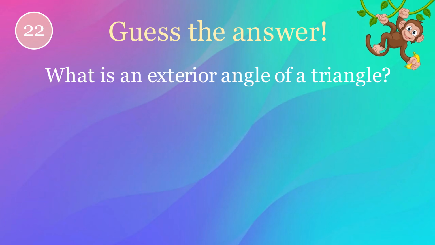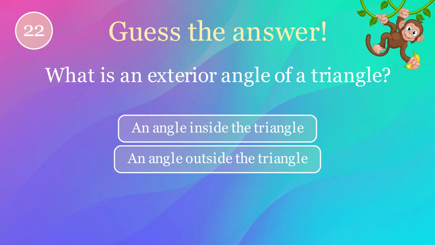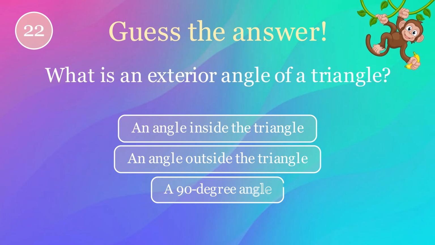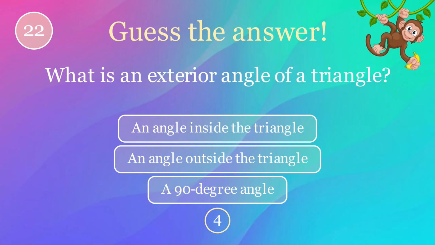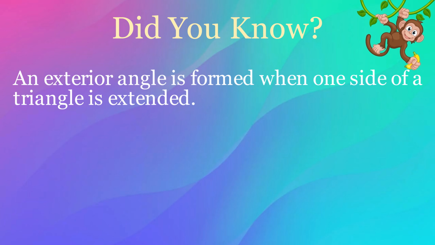What is an exterior angle of a triangle? An angle inside the triangle. An angle outside the triangle. A 90-degree angle. The correct answer is an angle outside the triangle. Here's an interesting fact. An exterior angle is formed when one side of a triangle is extended.